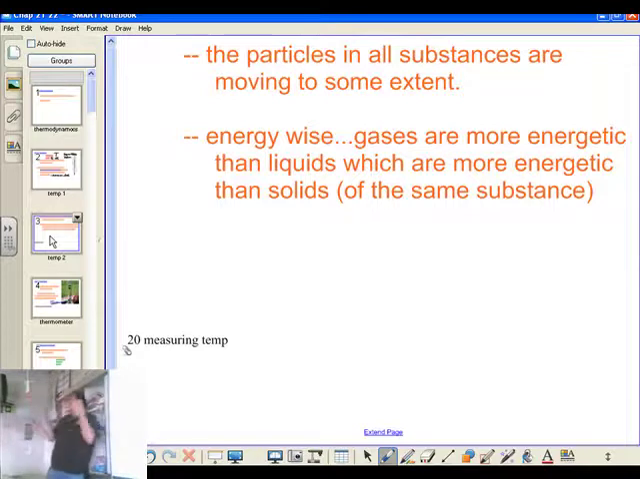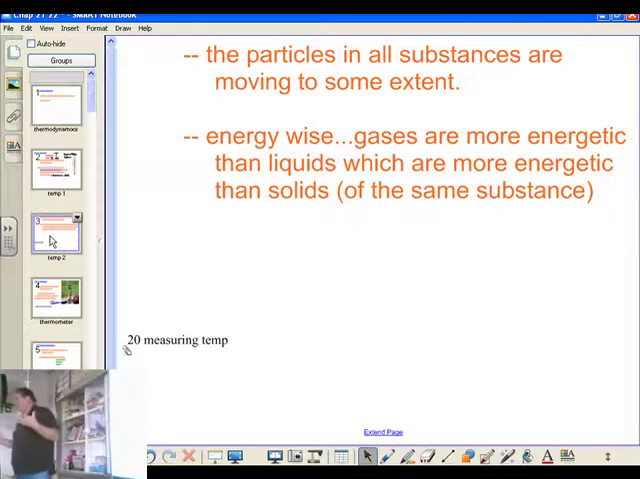A very simplistic view of it, but as things heat up, they're going to spread out. As they slow down, they can get closer together. And energy-wise, if we're talking about gaseous water, what do we call gaseous water? It starts with an S. Steam. Gaseous water will have more energy than liquid water. Liquid water is going to have more energy than solid water. So in a substance, gases will have the most, and solids will have the least.